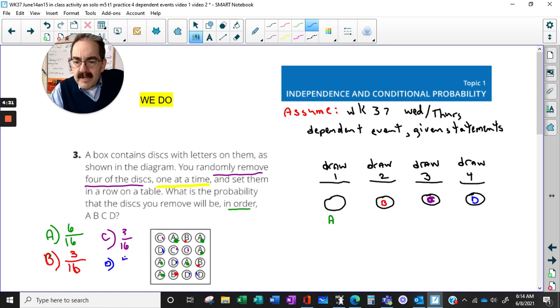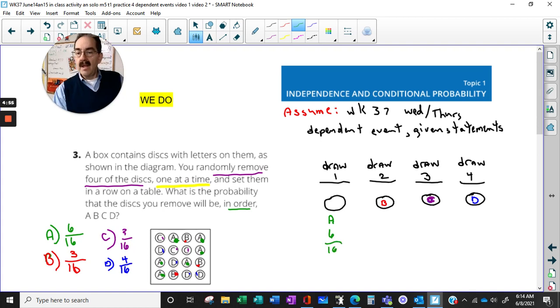And when you're doing these big, long problems like this, just verify you got it right. 6 plus 3 is 9. 9 and 3 is 12, and 4 is 16. Okay, got it. All right. Now, very first one. What's the probability of getting an A? 6 of the 16. Okay.